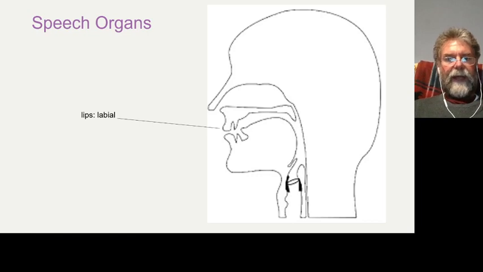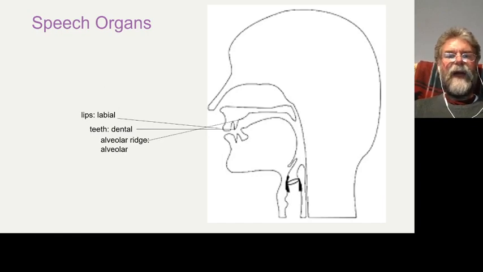Now, other aspects of your speech organs which are used to make sounds are the lips. Sounds which make use of the lips are often referred to as labial sounds, labia being the Latin for lips. Then we've got the teeth, and sounds which make use of the teeth are called dental sounds, from the Latin dentis.